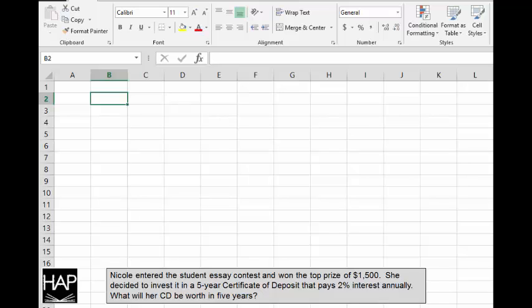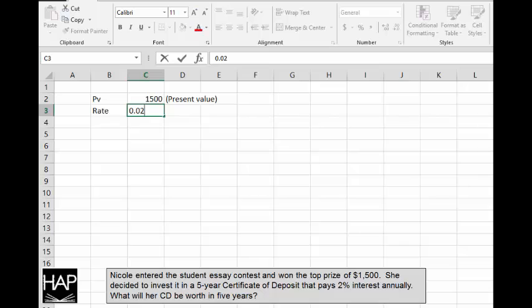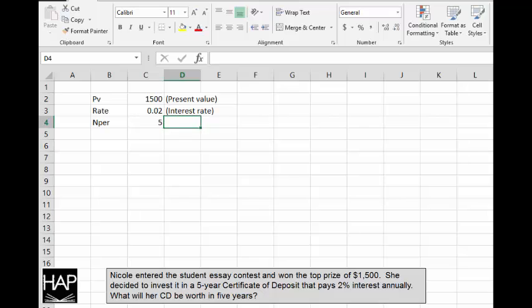Now I'm going to solve this problem using Excel. I'm going to start again by entering the values that I know. I know that my present value is $1,500. I also know that the rate that I'll be earning interest on in the investment is 2%. And I know that I will be saving this money for 5 years. There are 5 years that it will be in the investment earning interest.